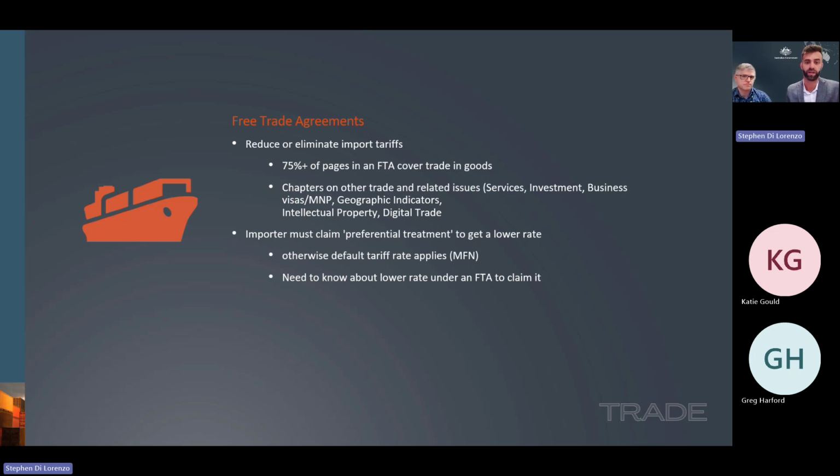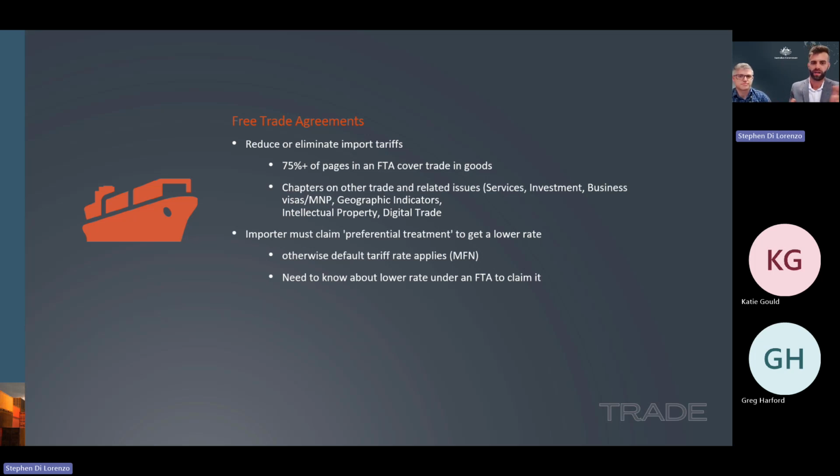Australia has, so far at the moment, as of today, 18 free trade agreements, which cover 30 economies. We do make that distinction between countries and economies because that is a key distinction as well. There can be economic units that are not nation states as well.